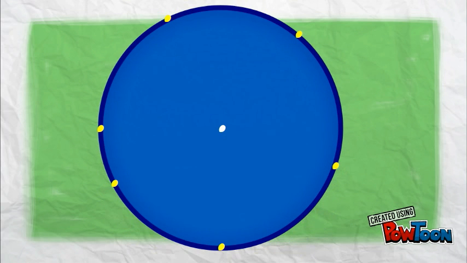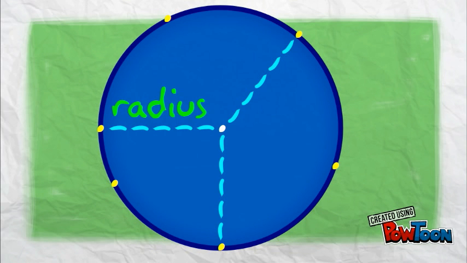What do we call the part of the circle which is a fixed point that is equidistant to any points on the circle? Yes, you're correct. It is called the center. And now, what do we call the part of the circle which is the distance from the center to any points in the circle? Very good! It's called the radius.